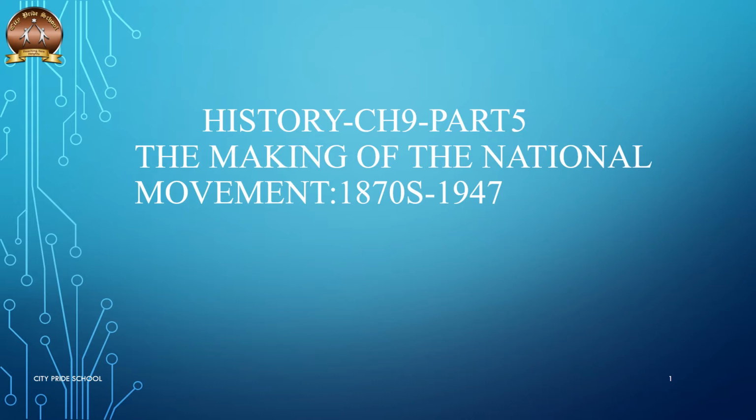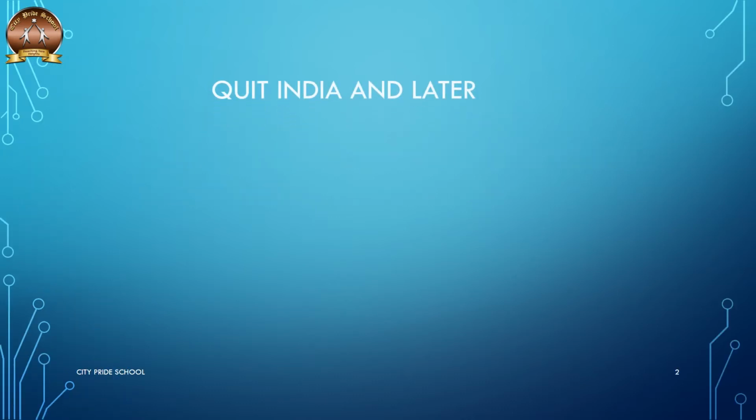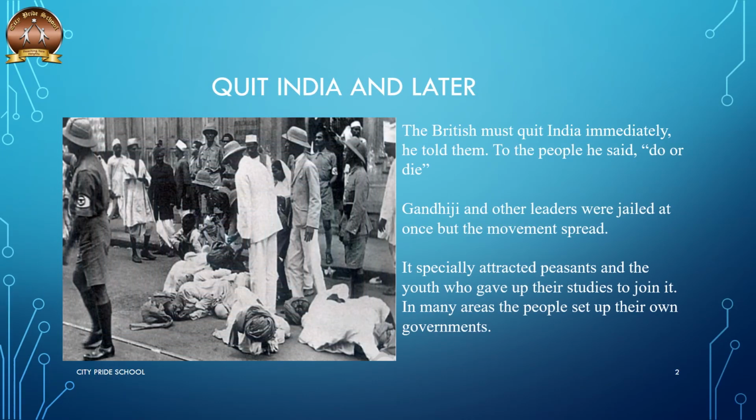So, children, today in this session, we will discuss Gandhiji's new phase of movement against the Britishers in the middle of Second World War. And we will also see how we got independence. Children, now we will discuss the Quit India movement.